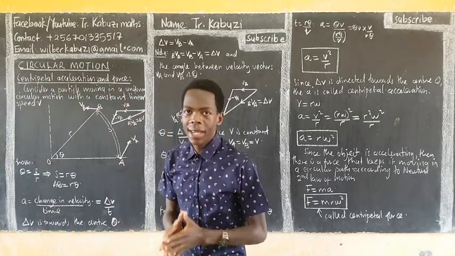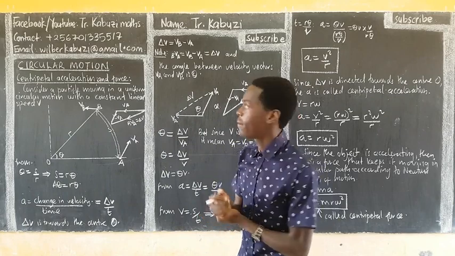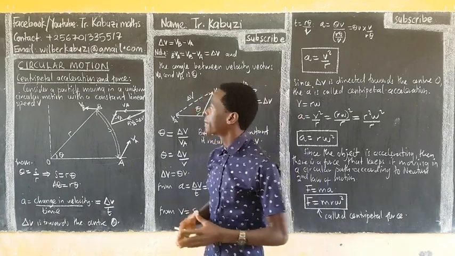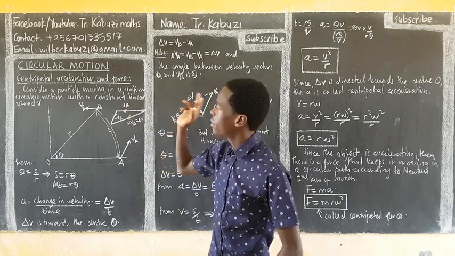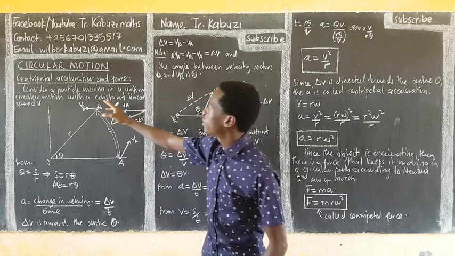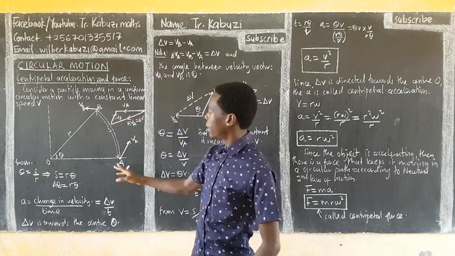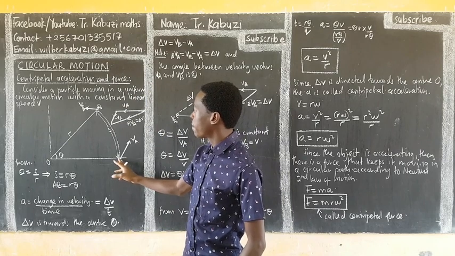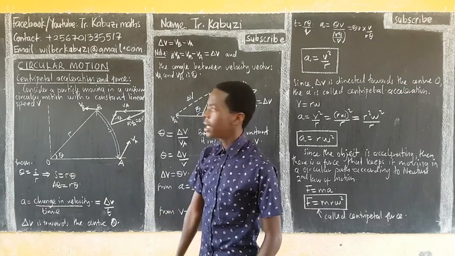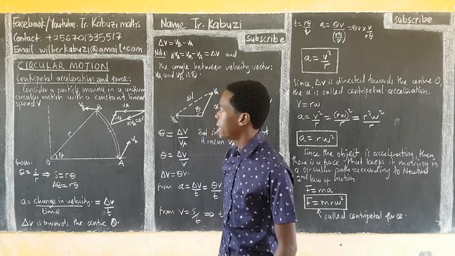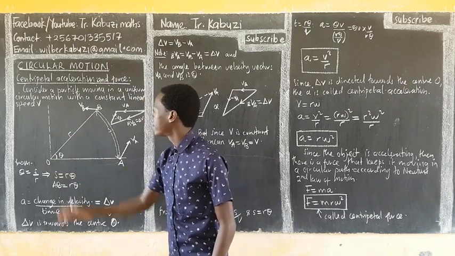Okay, now let us see what we call centripetal acceleration and centripetal force in this lesson. Consider a particle moving with uniform circular motion with a constant linear speed v. So we are going to say it is moving from A up to point B. So it's here at A having velocity VA, and here it's having velocity VB, as you can see there. From here up here is the center, and this is the radius.